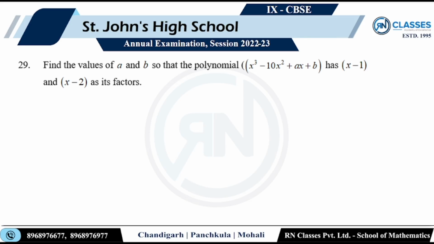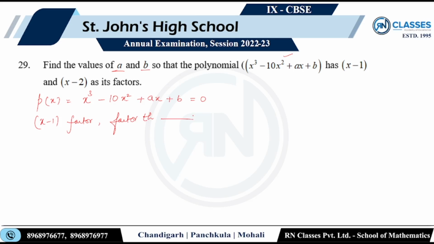Right? Question 29. Find the values of a and b so that this polynomial has x minus 1 and x minus 2 as its factors. अब इस polynomial की ये दोनों factors हैं. So I have to write polynomial given in x is given to be x cube minus 10x square plus ax plus b, right, is equal to 0. So x minus 1 is a factor. X minus 1 क्या है इसका? Factor है. So I have to use factor theorem.